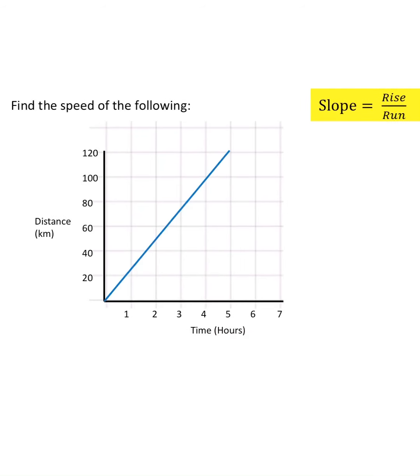Let's do another one. So here, again, we need to find our speed. So we can see our endpoint here. Our distance is going to be 120. Our time then, so if you want to draw down, is 5. So our rise over our run, our distance divided by time, we have 120 divided by 5. And that is 24 kilometers per hour.